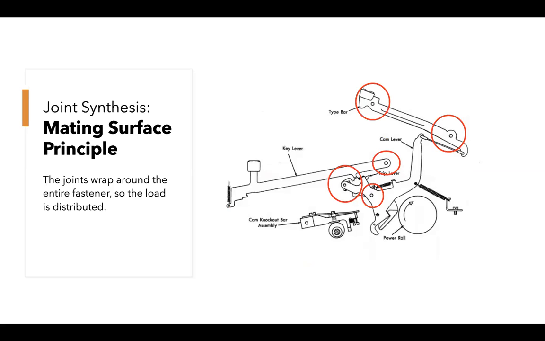And the fifth and final observation is another joint synthesis using the mating surface principle. The mating surface principle involves making sure there's a lot of surface area around different joints to make sure that the force is distributed across the joint. So each of the parts wrap around the entire fastener that is connecting them together, which makes sure that the load is distributed evenly and there's not one source of higher stress.